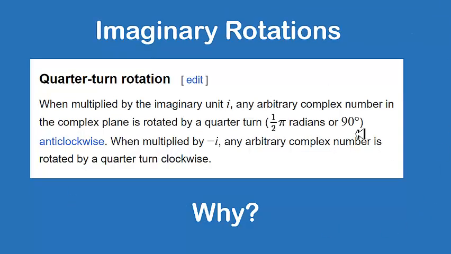Before we move forward, let's just read this again. This is what we're trying to explain. When multiplied by the imaginary unit i, any arbitrary complex number in the complex plane is rotated by a 1/4 turn, or 90 degrees, counterclockwise. When multiplied by minus i, an arbitrary complex number is rotated 1/4 turn clockwise. And so my question here is why?